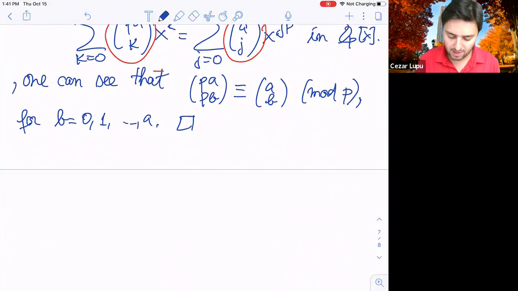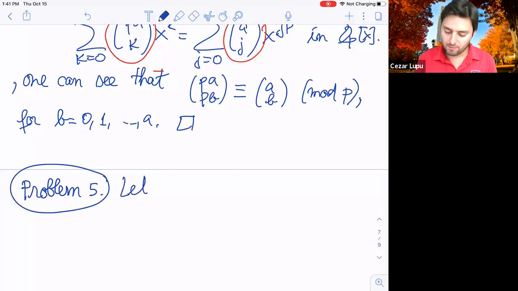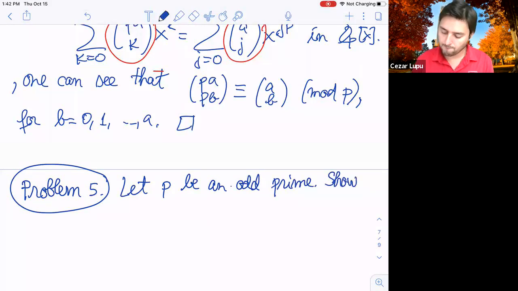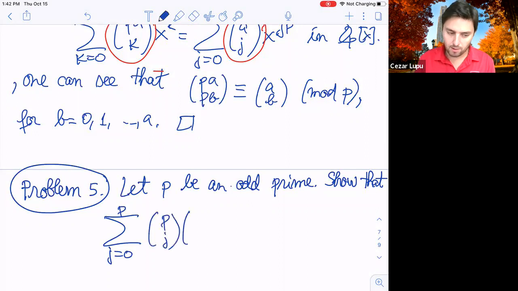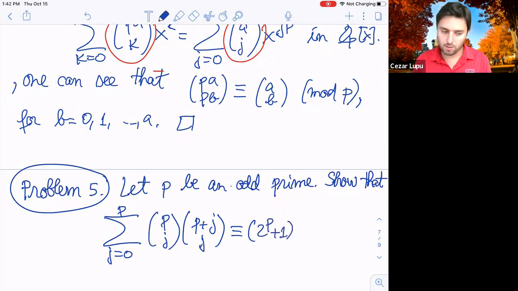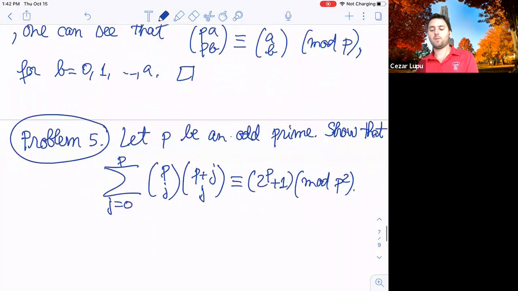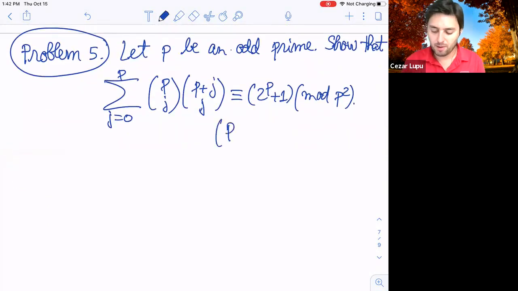And the other problem I want to do is problem B4 this time. So this is problem 5, and it is the following. I think it's problem 20 in our list. It says the following. Let P be an odd prime. Show that the sum from j equals 0 to P of P choose j times P plus j choose j is congruent with 2 to the power P plus 1 mod P squared. Okay. And this was a Putnam, a more recent one, before 1991.